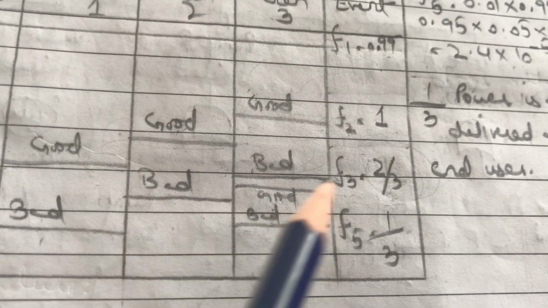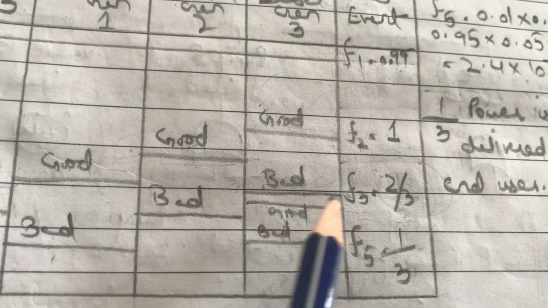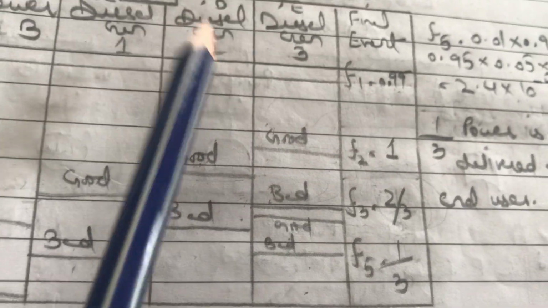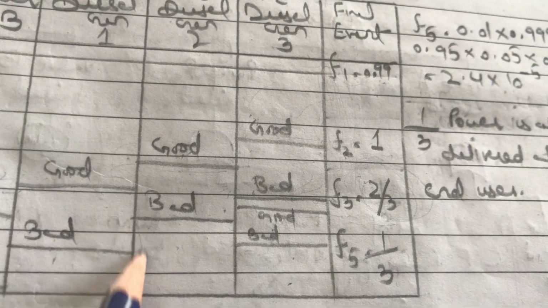Okay, let's have a look at F4. What is our F4? We have diesel generator 3 in the good, operating condition, diesel generator 2 in the failed condition, and diesel generator 1 in the failed condition.